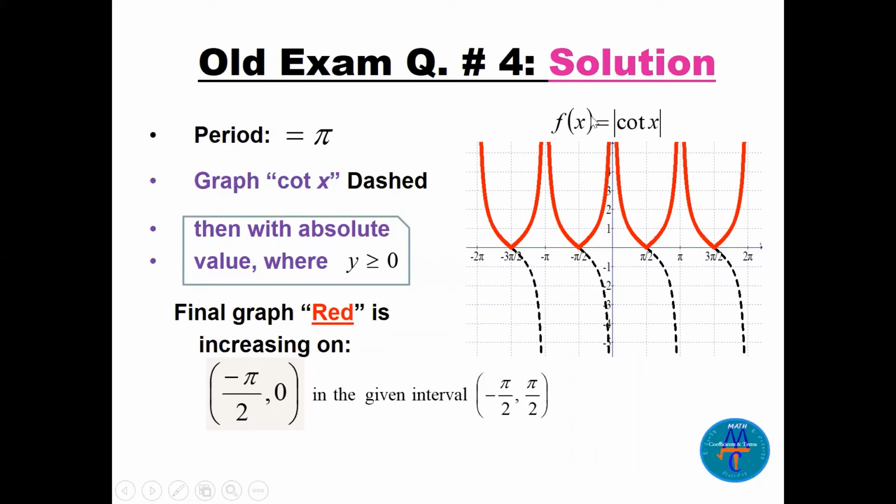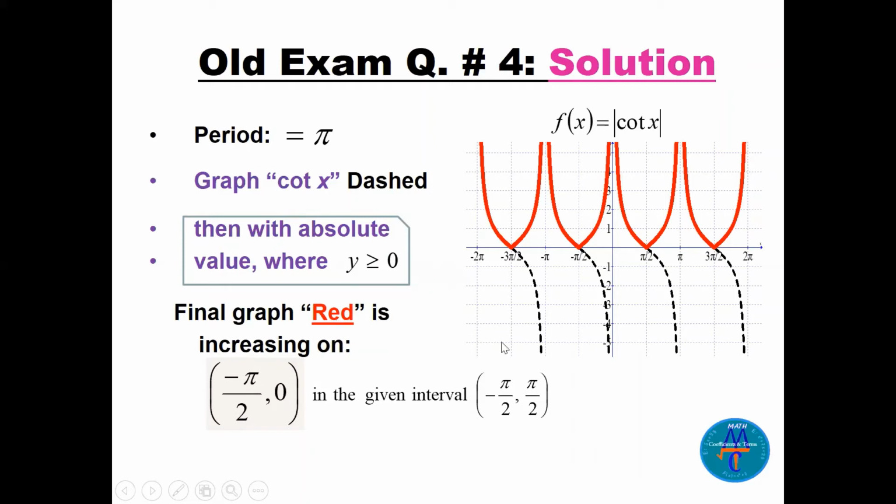Now, if I put absolute value on the whole function, that means all the negative part. The negative part means where y is negative, below the x-axis. Every part below the x-axis, I have to make it above the x-axis, because the absolute value of a negative number is a positive number. So now the red one is the graph of the absolute value.